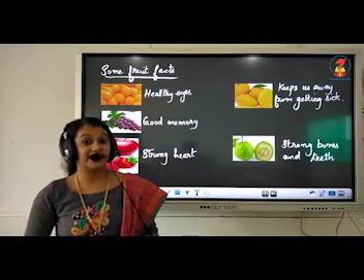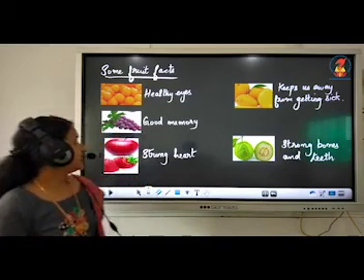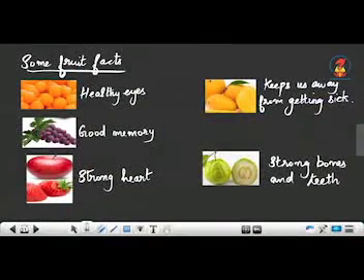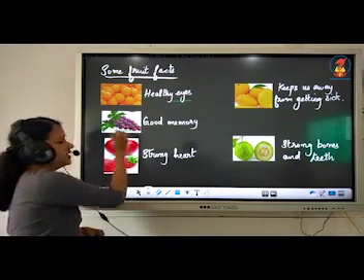Now let us learn some facts about the fruits based on the color. So can you see the pictures that are given here? You know that different fruits have different colors, isn't it? Eating fruits keeps you healthy and fit. Usually orange colored fruits are good for your eyes. It keeps your eyes and vision healthy. So it gives you healthy eyes.